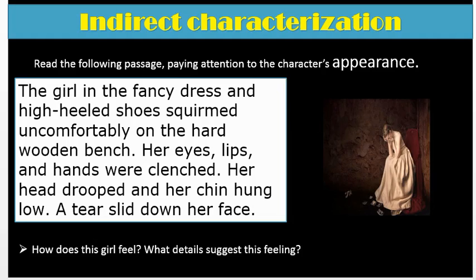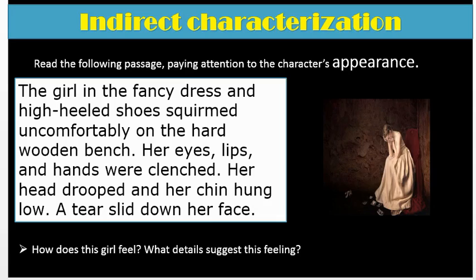Here's another example. Pay careful attention to this character's appearance. The girl in the fancy dress and high-heeled shoes squirmed uncomfortably on the hard wooden bench. Her eyes, lips, and hands were clenched. Her head drooped and her chin hung low. A tear slid down her face. How does this girl feel? What inferences can you make based on the passage of how the girl feels? Then, what detail suggests this feeling?